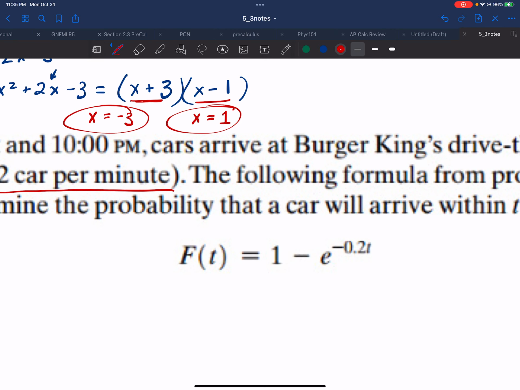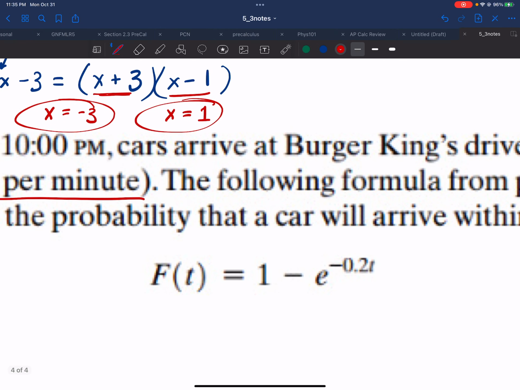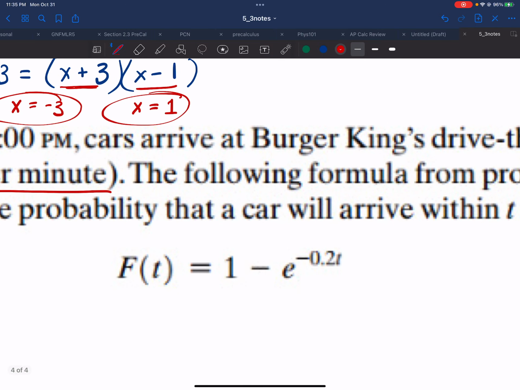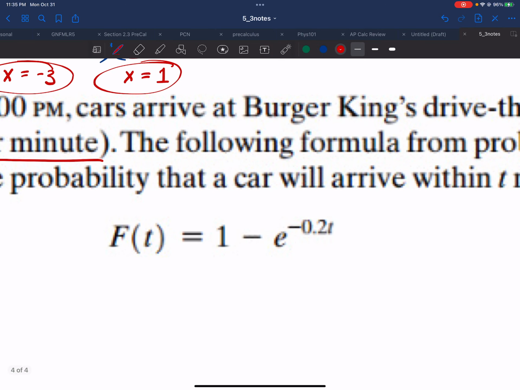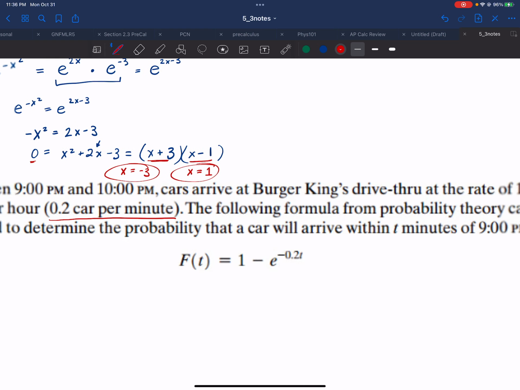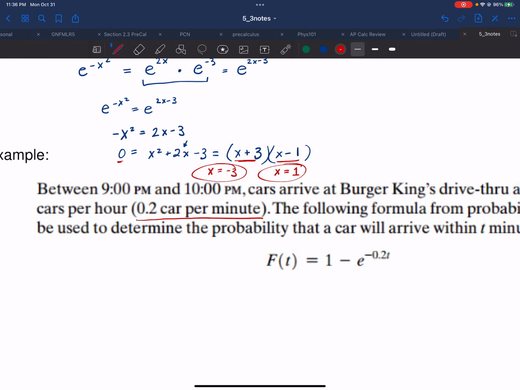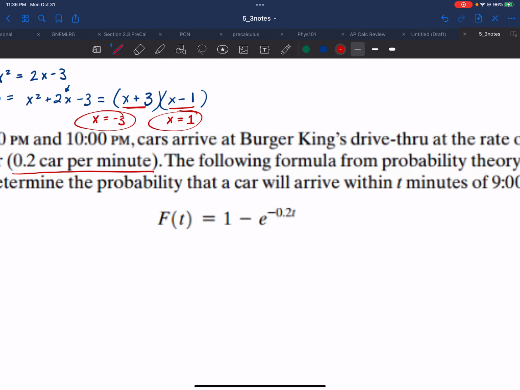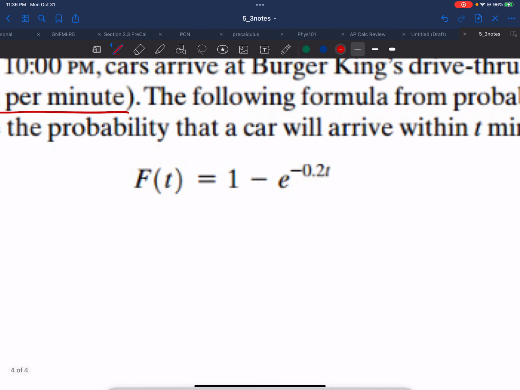I would not expect you at this stage of the game to come up with this, right? When I'm looking at probabilities, a whole or 100% would be 1. So I'm subtracting from that my probability of it happening, right? The following formula, probability theory, used to determine the probability that a car will arrive within t. Okay, so let's look at what happens if we're looking at 5 minutes.